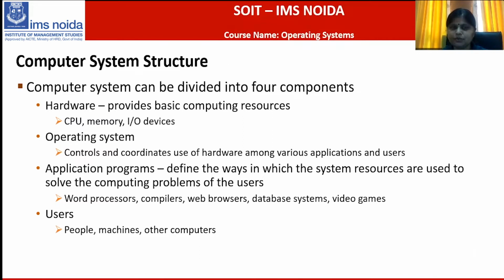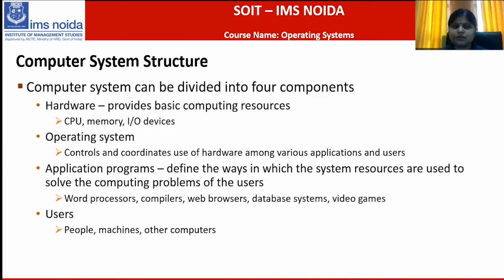All these resources are necessary for the execution of a process. The second component, which is more important, is the operating system. The operating system controls and coordinates the use of hardware among various applications and users. The next important component is application programs. Application programs define the ways in which the system resources are used to solve the computing problems of the user.